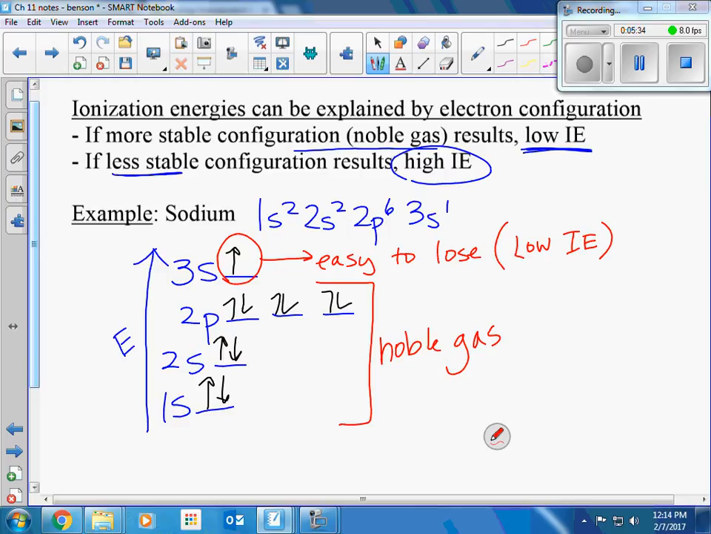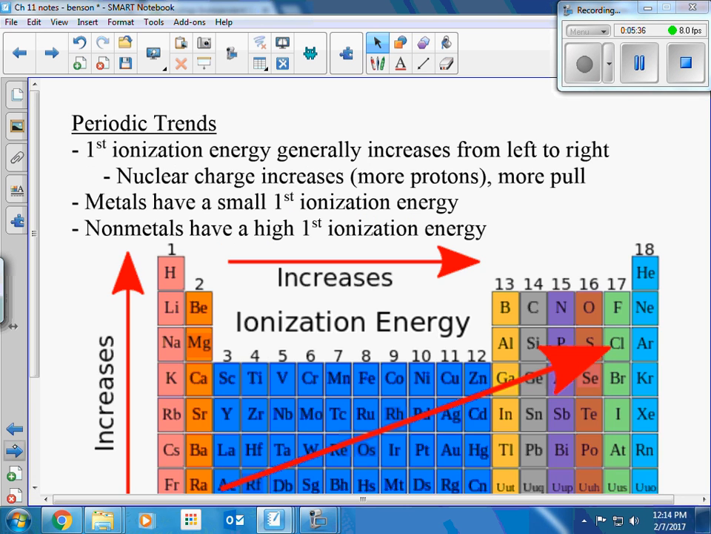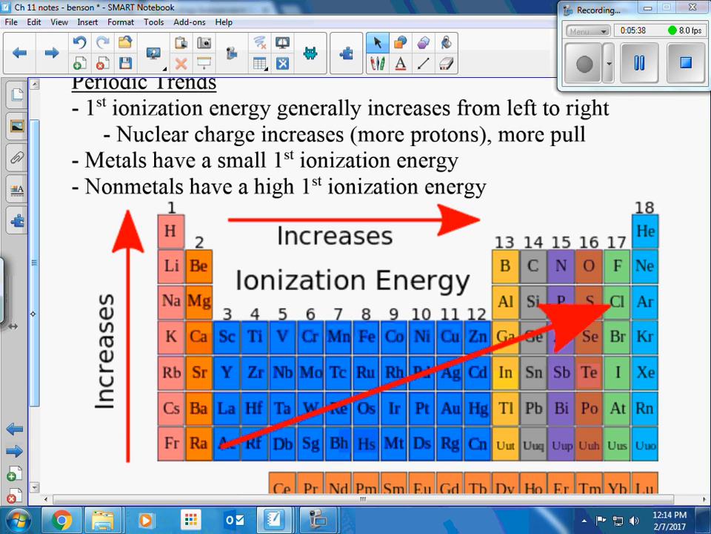So we have a general trend. If we look at our periodic trends, you can see that the first ionization energy generally increases from left to right. So that's what this is showing. From left to right, it generally increases. So that means that fluorine is going to be very, very hard to remove that electron. And remember that the nuclear charge increases, more protons, more pull. So as I go across, that fluorine, not only does it want to gain one electron to look like neon, it's not going to want to lose it, and it's a lot smaller. There's a lot more energy there.